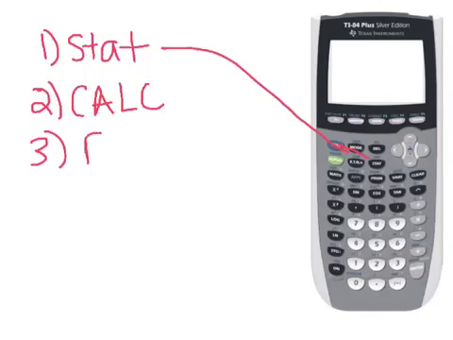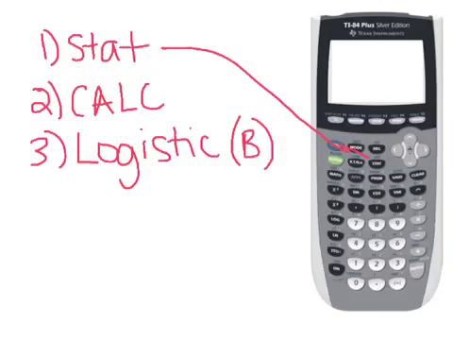You have to scroll down quite a ways to get to the logistic function. It's almost at the very bottom of the menu. It says logistic, and it's option B. There's a B letter next to it.